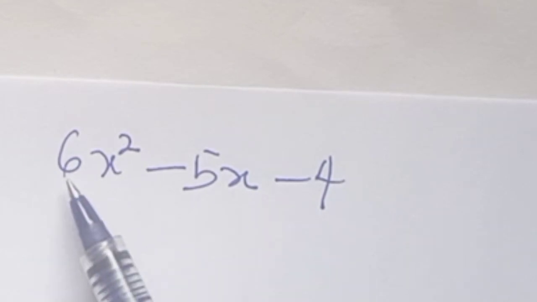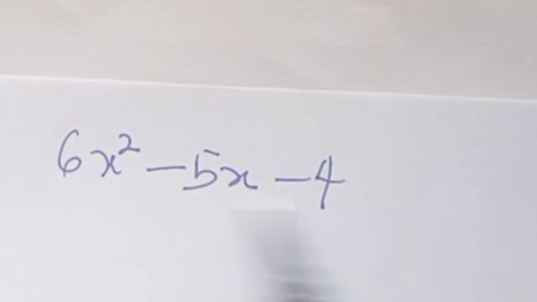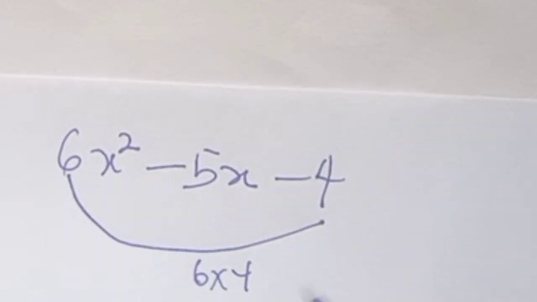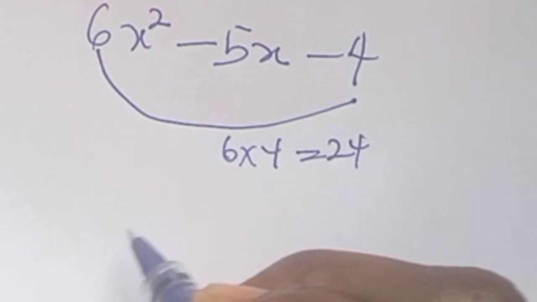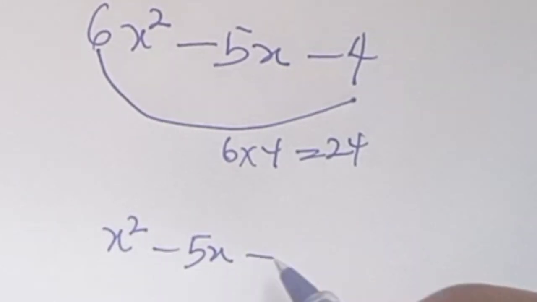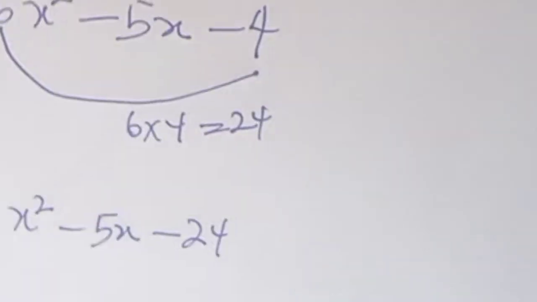Similarly, the leading coefficient here is 6, which is not 1. So we can therefore multiply 6 and 4. 6 times 4 is equal to 24. And our new expression becomes x to the power of 2 minus 5x minus 24.